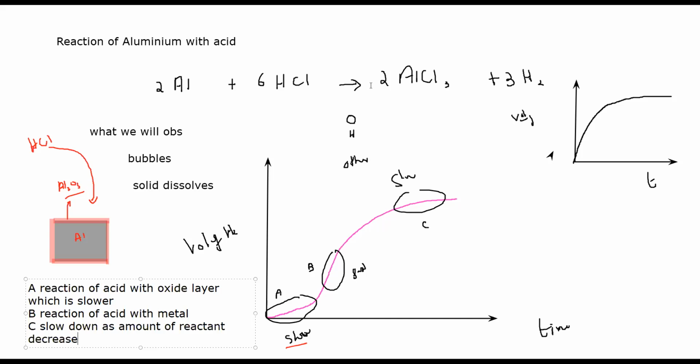This does not only happen for aluminum, it can happen for other metals also, like magnesium. With magnesium also it happens. So the reaction is initially slower because of the magnesium oxide layer. Once the oxide layer is removed, the temperature also increases. The rate increases because of removal of the oxide layer as well as the change in temperature.